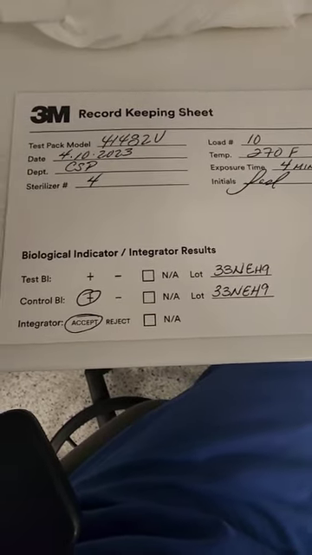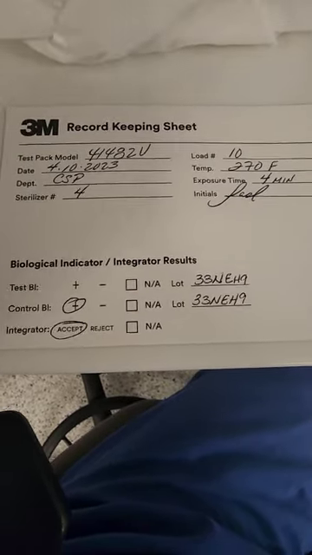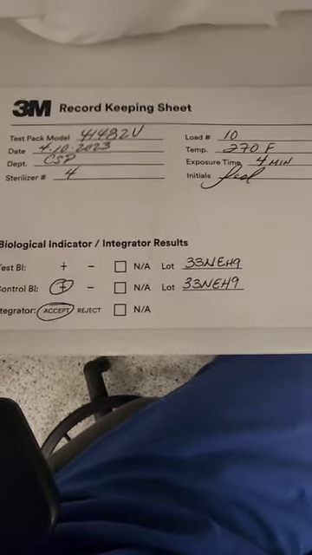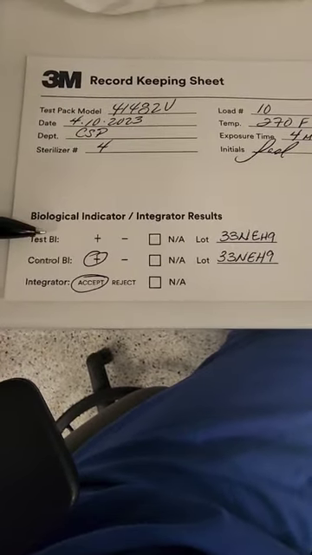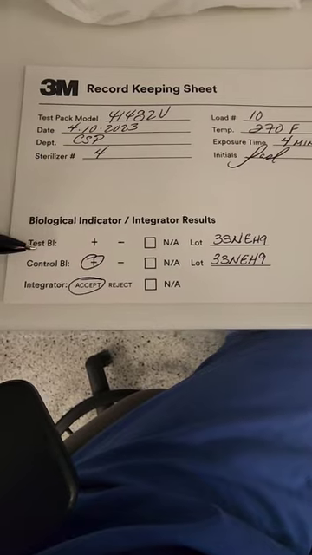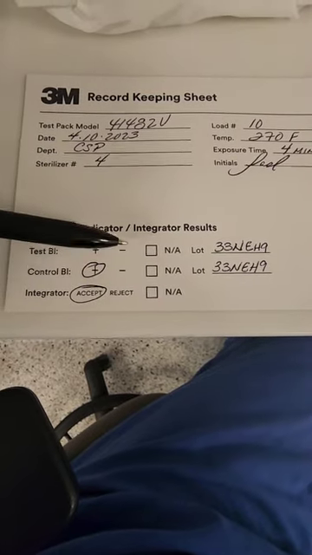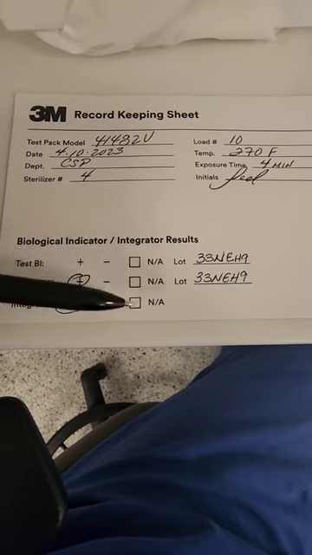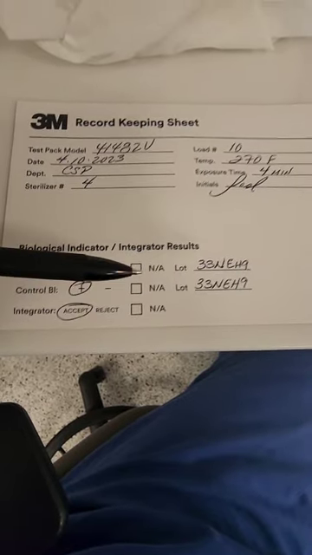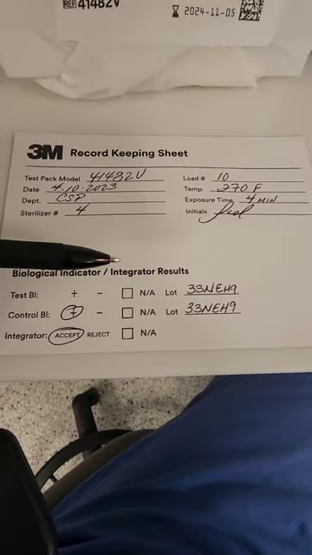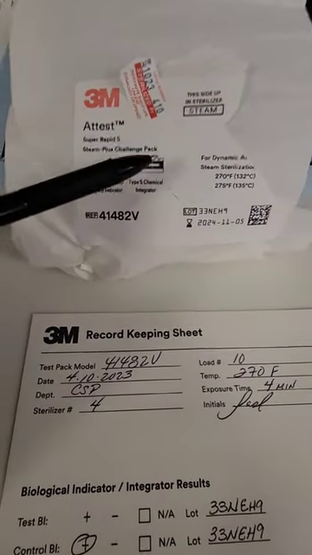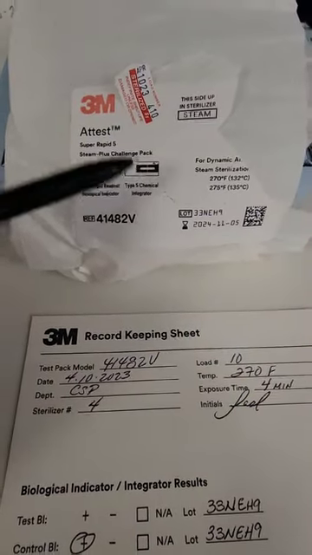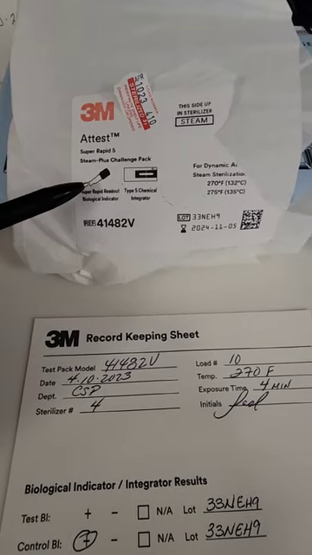Now, people often ask me, why is there an NA next to the test, control, and the integrator? Well, the thing is, not every test pack or not every PCD has a biological indicator or a type 5 indicator. It can have either or in this case, both.